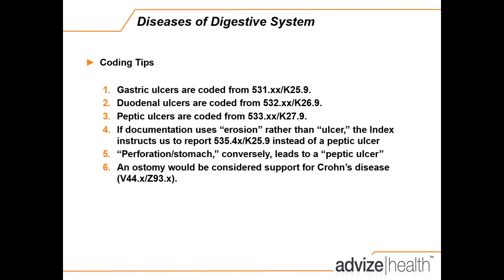Digestive system coding tips. Gastric ulcers are coded thus far. Here's just a brief rundown. I want to just skim. Documentation uses erosion rather than ulcer. Perforation of the stomach conversely leads to a peptic ulcer. And also, if there is any type of surgical procedure that would be considered to support Crohn's disease, it is a code such as Z93.